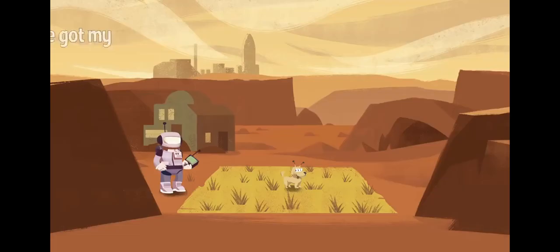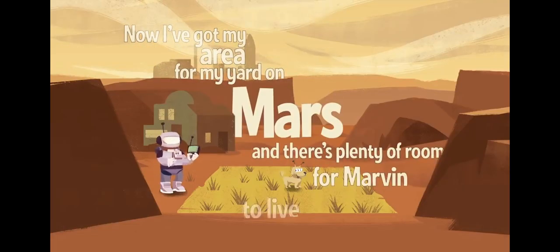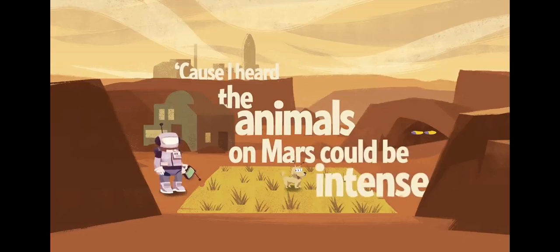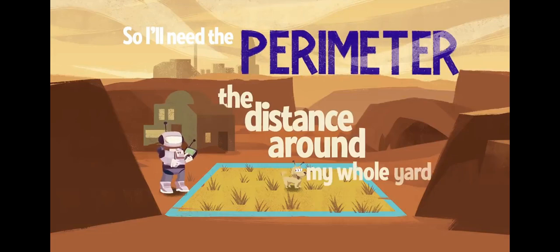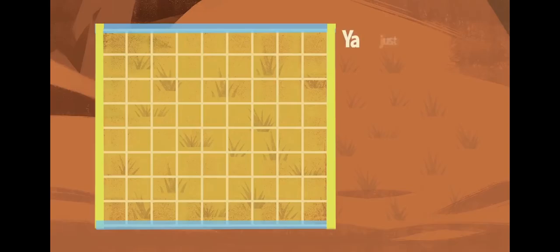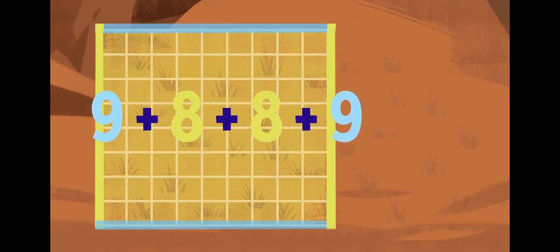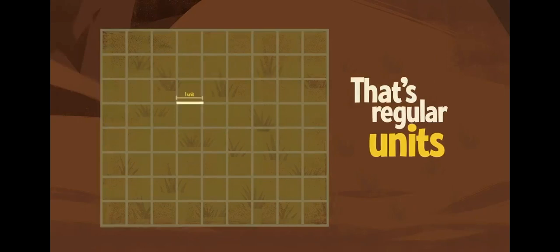Now I've got my area for my yard on Mars, and there's plenty of room for Marvin to live large. But now I need a fence, cause I heard the animals on Mars could be intense. So I'll need a perimeter, the distance around my whole yard. How do you get it? Yeah, just add up the length of the sides. 9 plus 8 plus 8 plus 9's a perimeter of 34 feet. And oh yeah, that's regular units and not units squared.